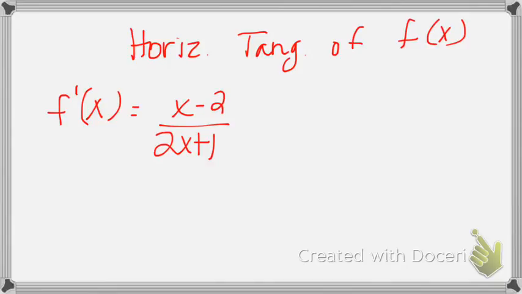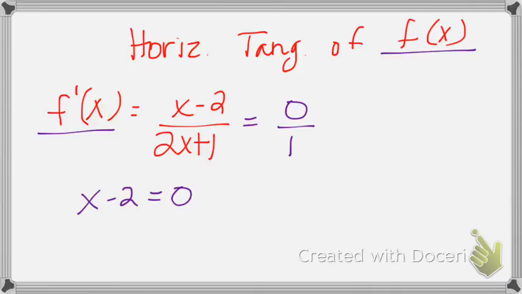Now, here's another example, finding the places of the horizontal tangents. But this time, it says the horizontal tangents of f of x, and it gives me f prime. Well, if I'm trying to find horizontal tangents, I want to know where the derivative is 0, so I'm setting that equal to 0. You can make it 0 over 1 and cross multiply, or just realize that the top has to be set equal to 0. And so you would get x equals 2. That's the only place that they would have a horizontal tangent line.